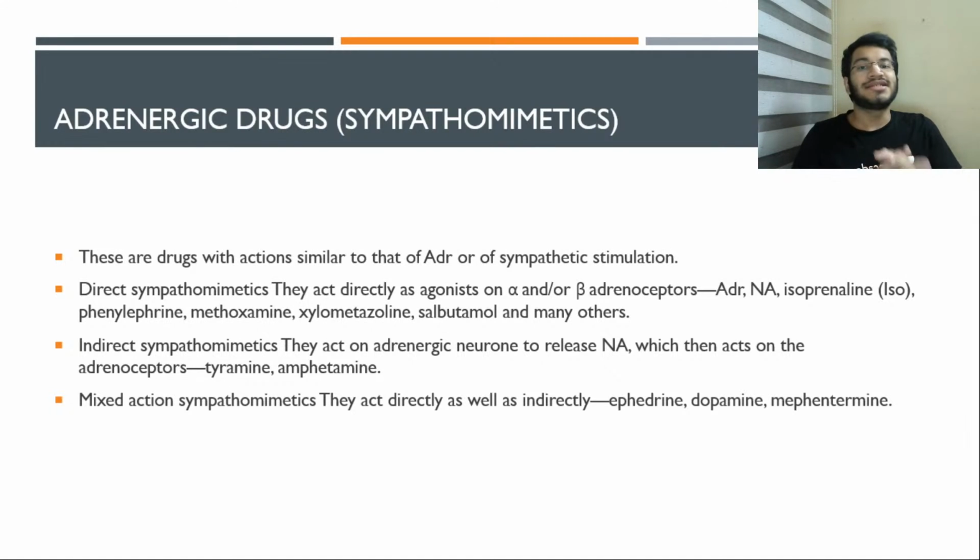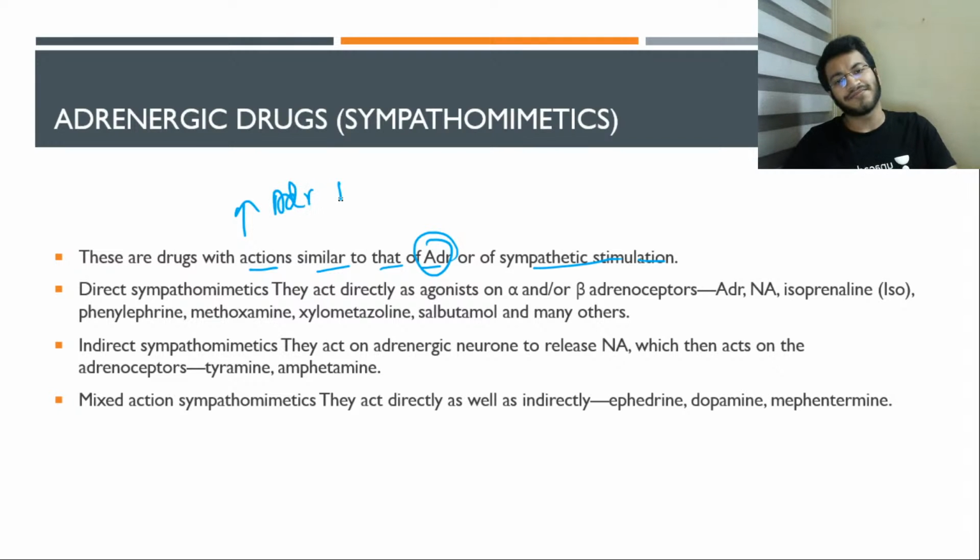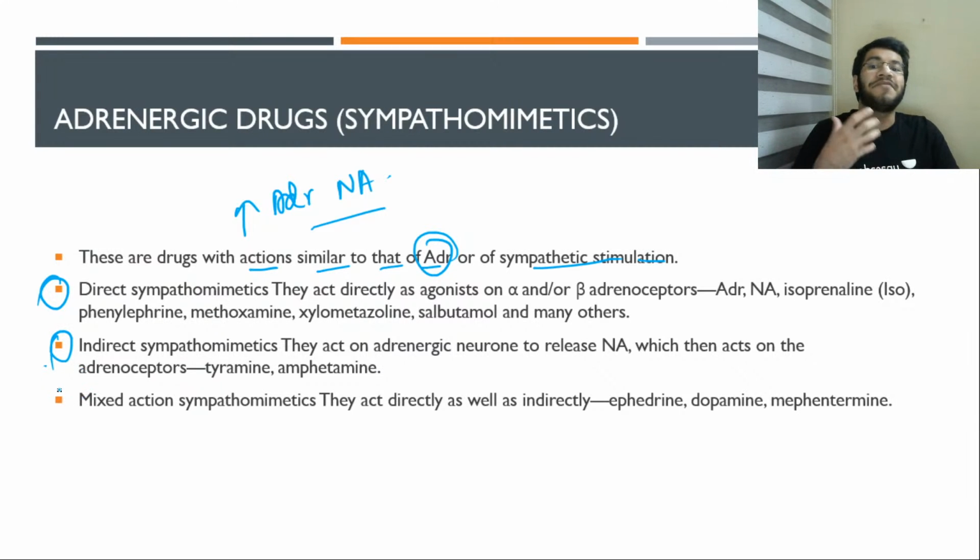So now comes the adrenergic drugs or sympathomimetics. These are the drugs with action similar to that of adrenaline or of sympathetic stimulation. So they will be increasing adrenaline or noradrenaline, right? They can act through direct sympathomimetics, they can act indirectly, and they can have mixed sympathomimetic action.